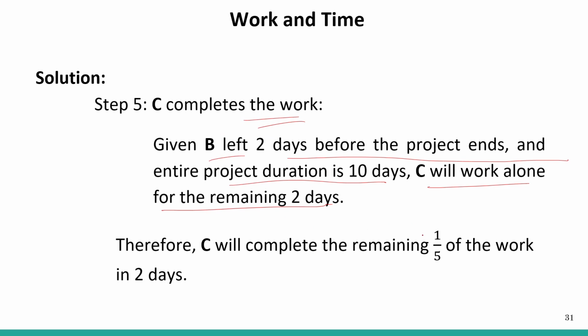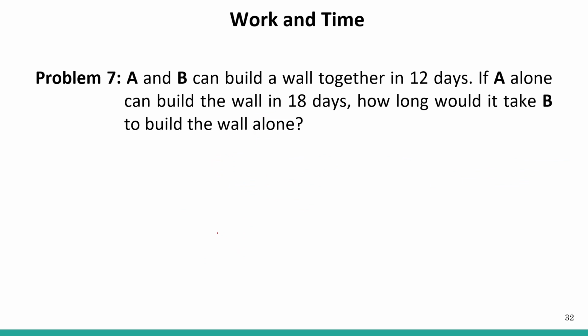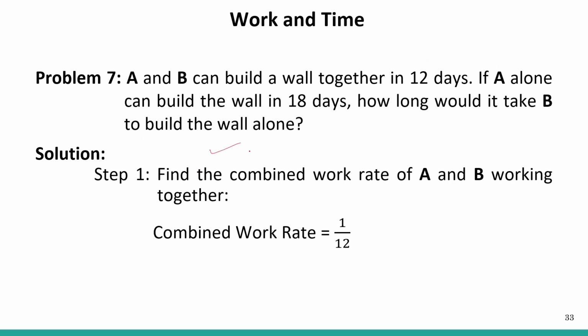Therefore, C will complete 1 by 5 of the task in 2 days. Okay. So problem number 7. What it asks us is: A and B can build a wall together in 12 days. If A and B are combined together, then they can build the wall in 12 days. If A alone can build the wall in 18 days, how long would it take B to build the wall alone? Okay. So find the combined work rate of A and B working together.